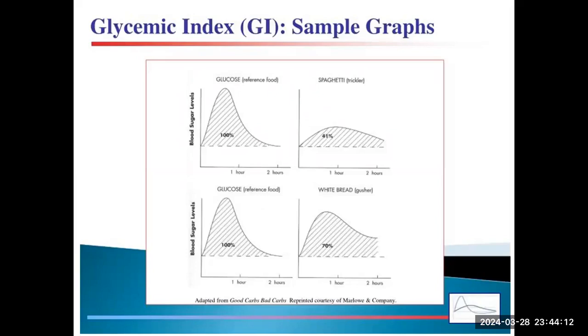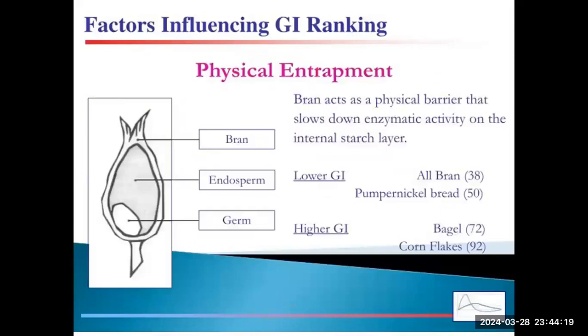Meaning how much it raises the glucose after digestion. Factors influencing glycemic index ranking: physical entrapment. Bran acts as a physical barrier that slows down enzymatic activity on the internal starch. So consider this one. This seed has the outer layer bran, endosperm, and the germ.